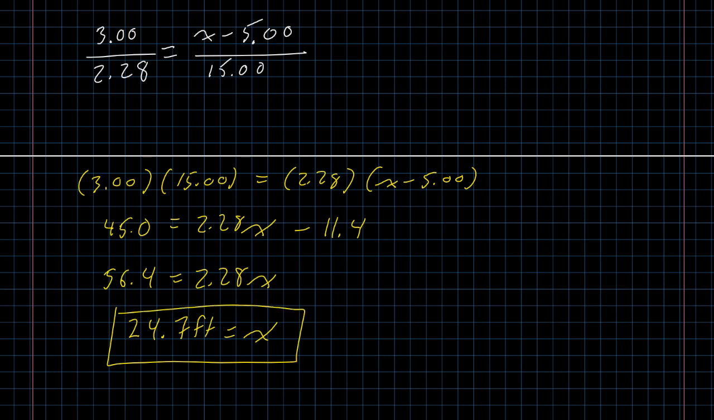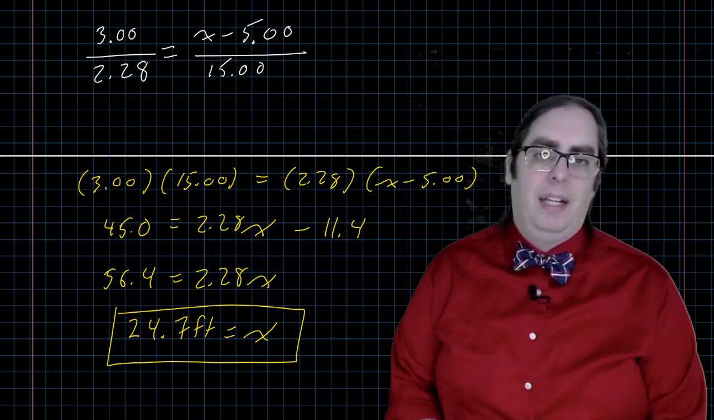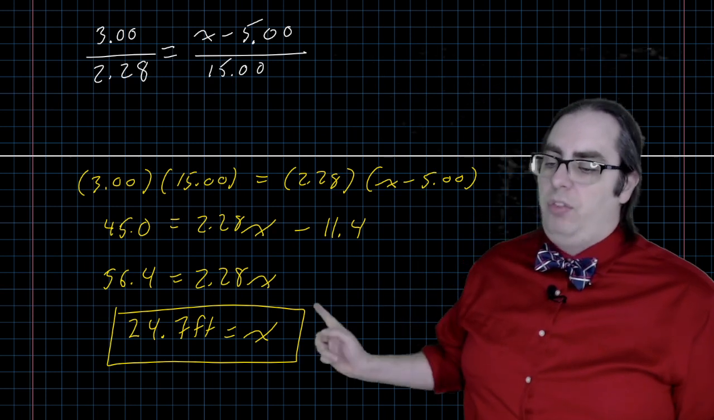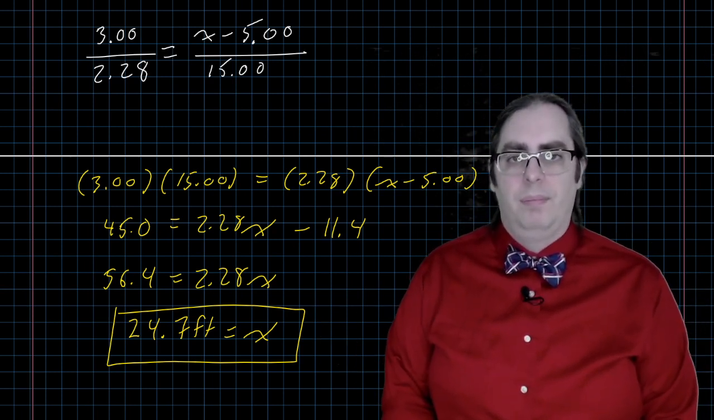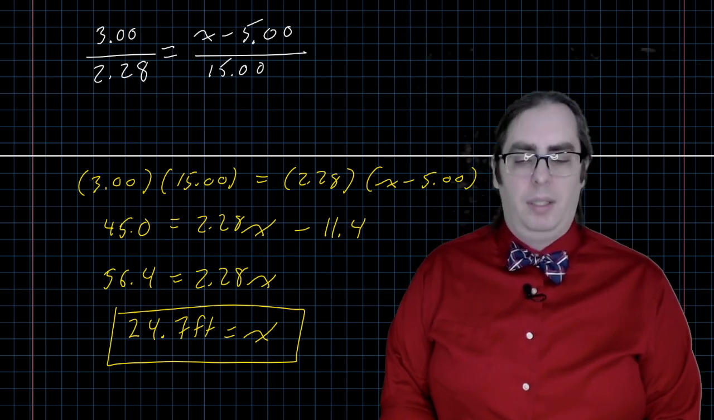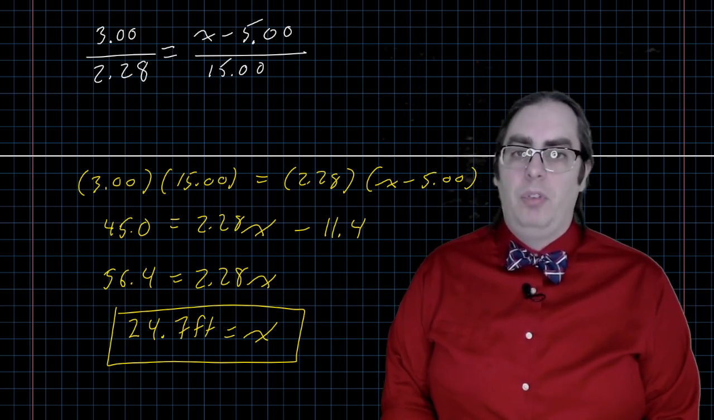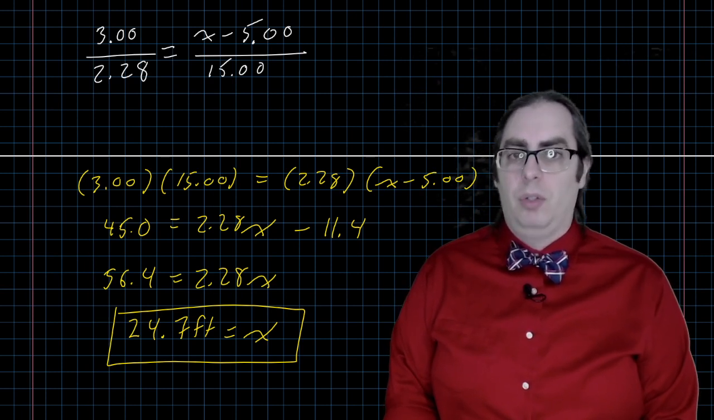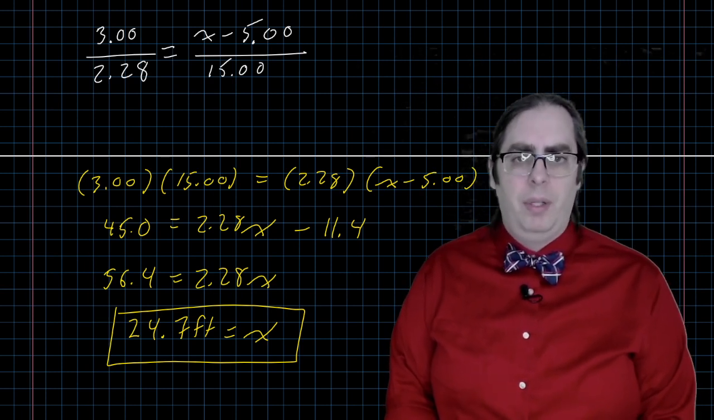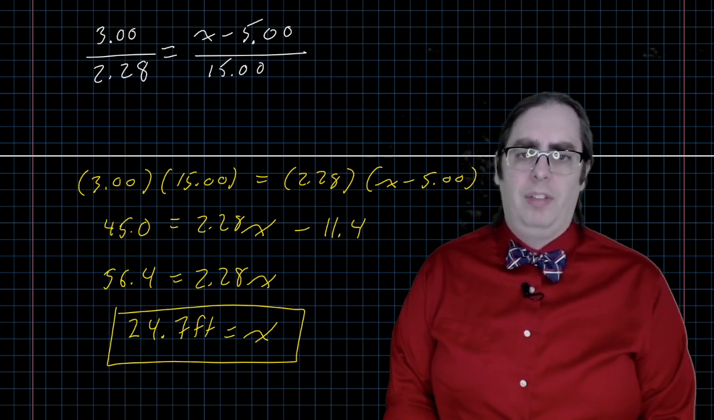I took into account the fact that the triangle started 5 feet above the ground, so that is in fact my final result. This tree is 24.7 feet tall. That was, as I said, a fairly involved problem. It took some thinking, it took some creativity to set it up. Hopefully it all makes sense to you.